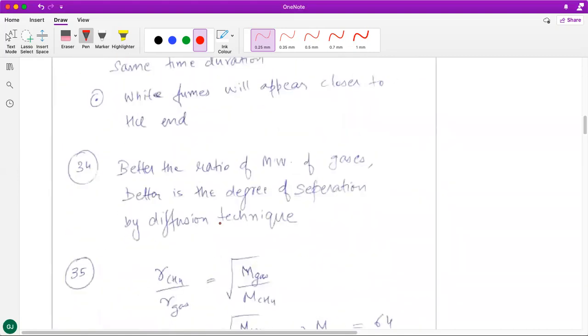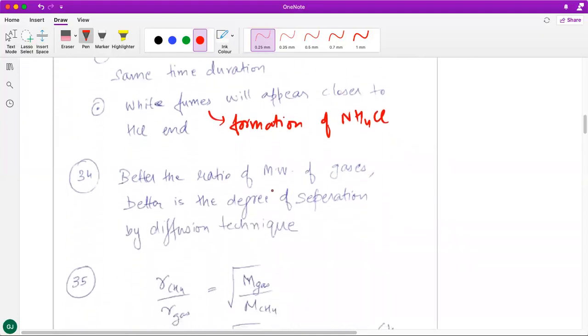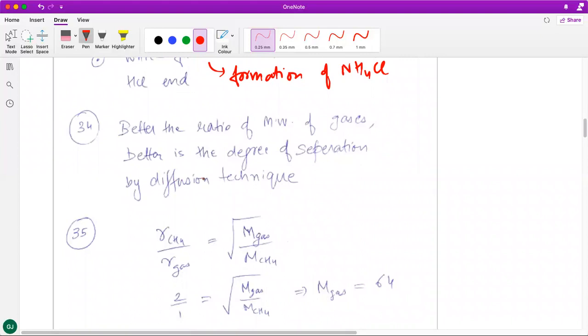Then 33rd question, my bad. Now, 33rd question is something that you can answer subjectively. Given the fact that molecular weight of ammonia is lesser than HCl, ammonia gas will travel more distance than HCl in the same time duration. The white fumes appear because of the formation of NH4Cl. So it is the meeting point of the two gases. That meeting point will be closer to the HCl end than the NH3 end, because NH3 would have traveled more distance.